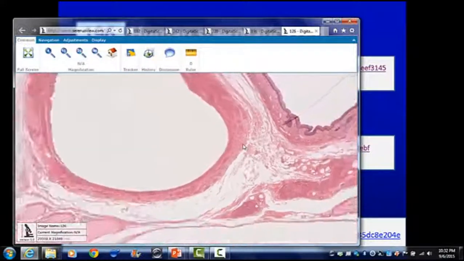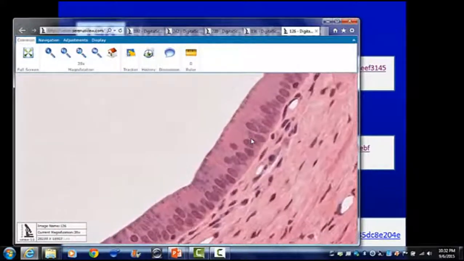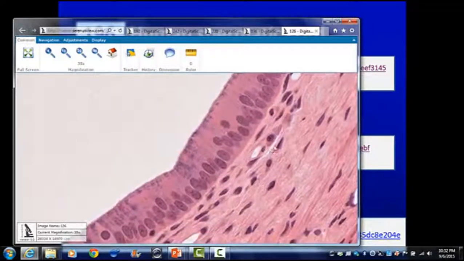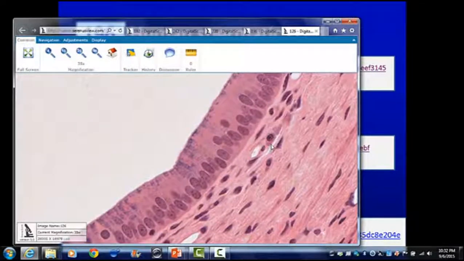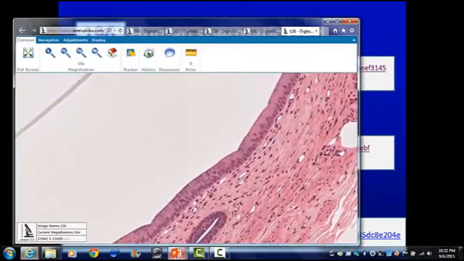So muscle, and then here is the bile duct. You can see that has a different type of epithelium on the surface. It has a simple columnar epithelium. These are plasma cells that produce antibodies. These are fibroblasts that we see here.